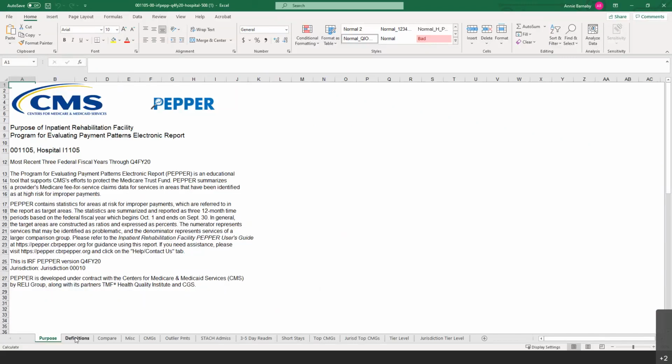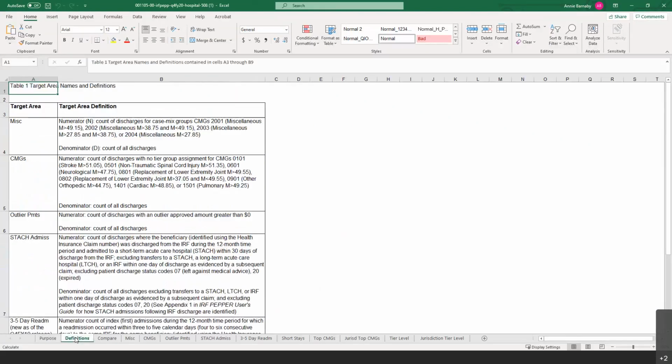You can see along the bottom here, the PEPR is separated by these tabs, and of course each tab serves a purpose, and the next tab is a tab that is full of really beneficial information. And we just talked about how we calculate the percent outcomes for the hospitals within the PEPR. And this tab gives you information about what data is included in the numerator and the denominator for each of those calculations for each of the target areas.